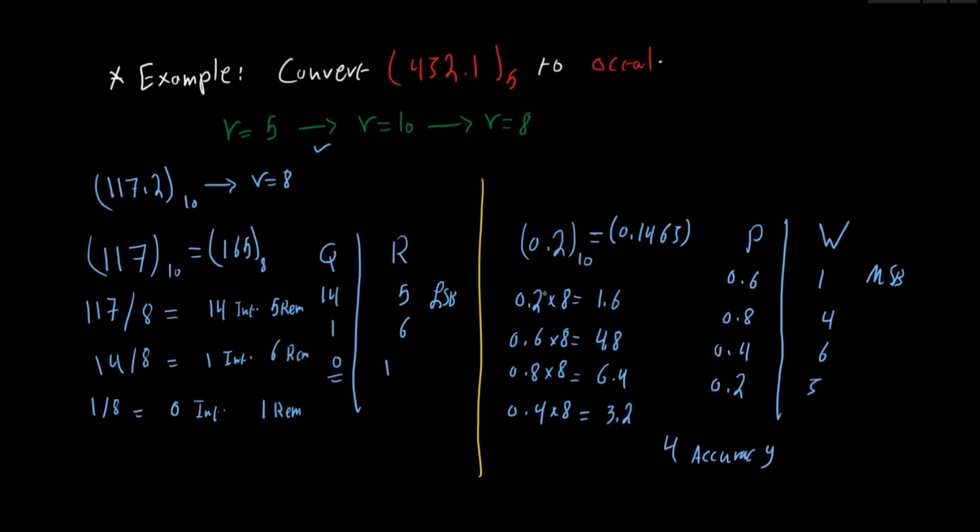Let's put both parts together. 117.2 in decimal is equivalent to 165.1463 in the octal system. And that is equivalent to 432.1 in a numbering system with the base 5.